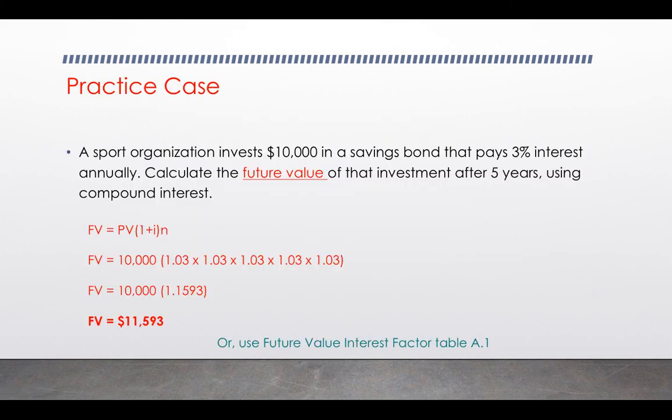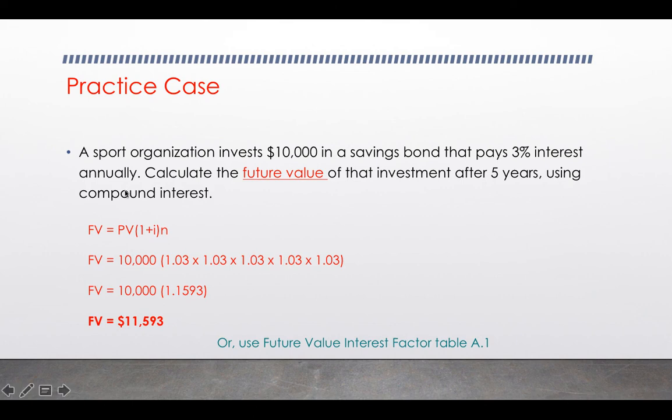All right, so here's another practice case for us to look at. A sport organization invests $10,000 in a savings bond that pays 3% interest annually. So we're going to do the same thing that we did on the last one, right? We want to calculate the future value of that investment after 5 years using compound interest.